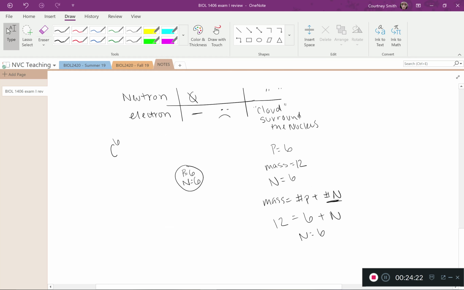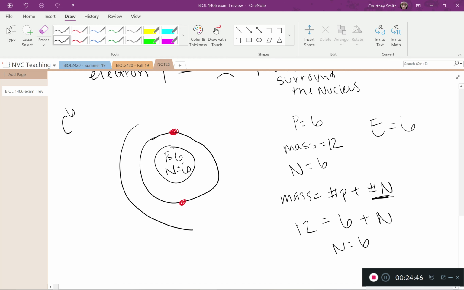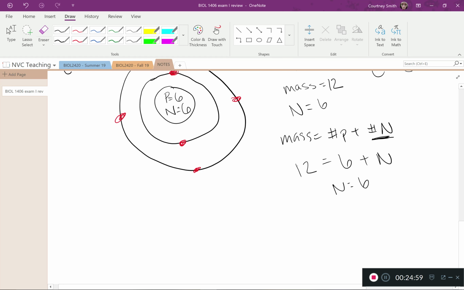Okay, so now what we're going to do is figure out our electrons. Electrons are always the same number as protons. So we have 6 electrons. We're going to create our first shell. Let me change colors here, guys. Let's put a red. On our first shell, we always have 2. And then on our second shell, we can hold up to 8, after that first shell on every one. So we have 1, 2, 3, 4, 5, and 6.